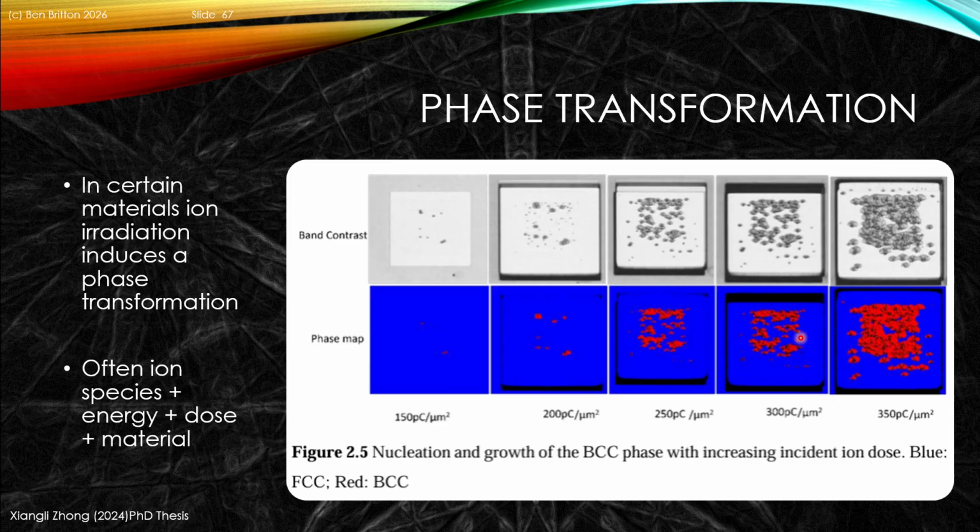And so for materials that can have an ion-induced phase transformation, we might have to care about this. And that can be important, as I say, in steels, but other systems as well. So it will be ion species, energy and dose, as well as material specific, but it's just to bear in mind that sample prep can always impact your material itself.